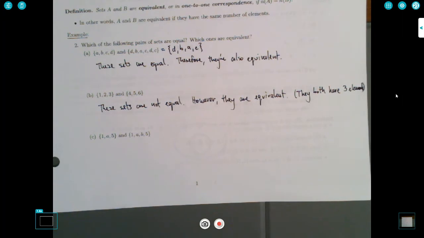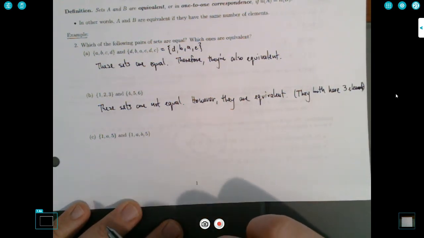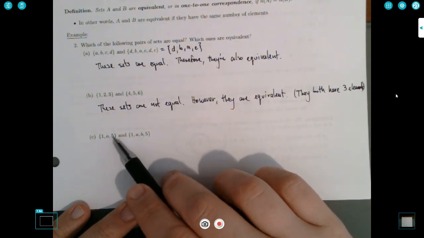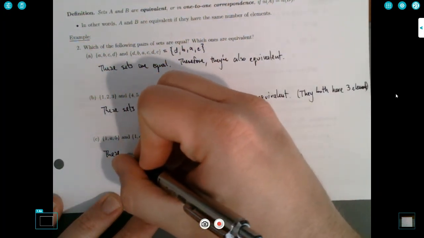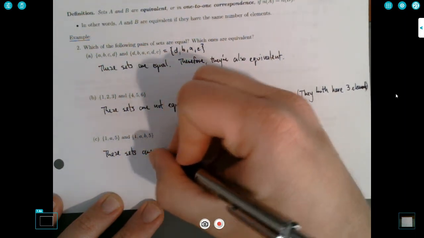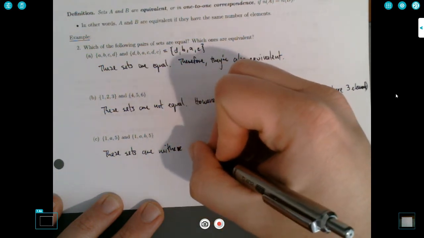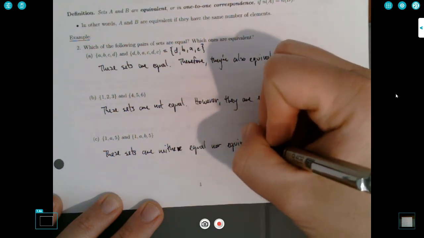Okay? And then finally C, we have the set 1, A, 5 and then the set 1, A, B, 5. Well, the sets aren't equal. This set has B in it and this set doesn't. They're also not equivalent because neither of them has any repeats, and this set has 3 elements and this one has 4. We'll say these sets are neither equal nor equivalent.